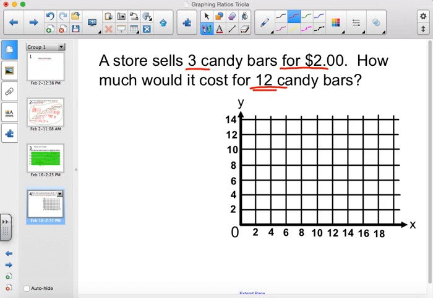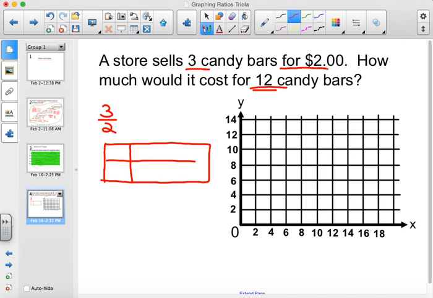And we kind of already know. But remember, here's what we want to do first. The first thing that we want to do is set up our base ratio of 3 to 2. We are then going to make a table. Okay, so we want a nice ratio table here. And we're going to label the rows candy and money. Now we have our starting ratio, which is 3 to 2, and we want to get to 12.